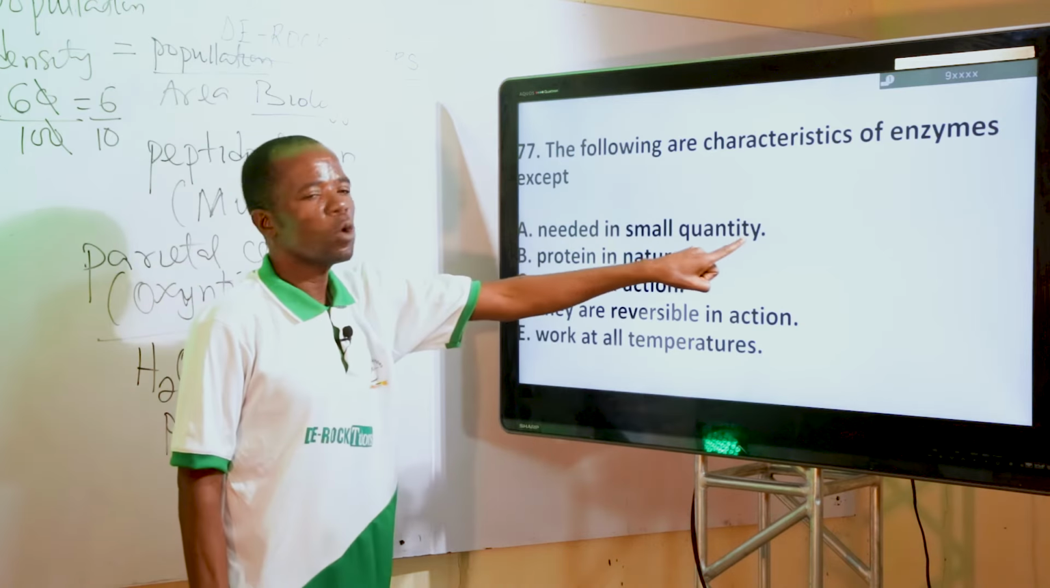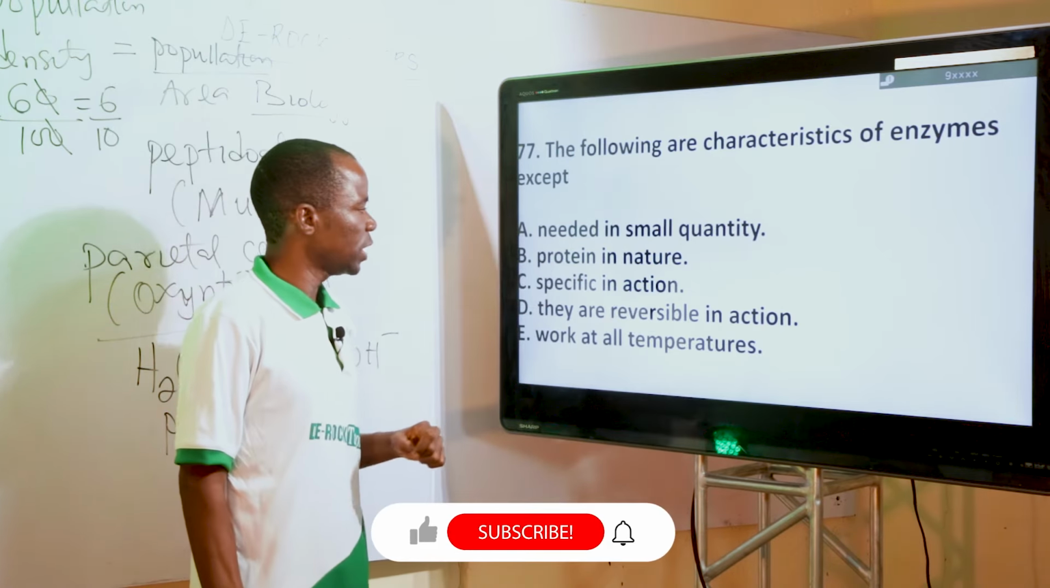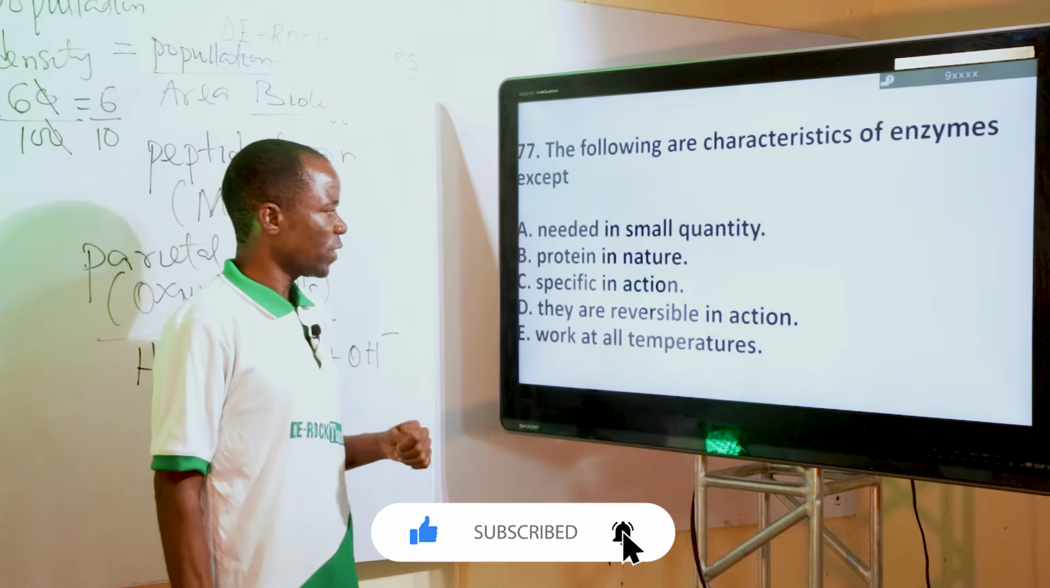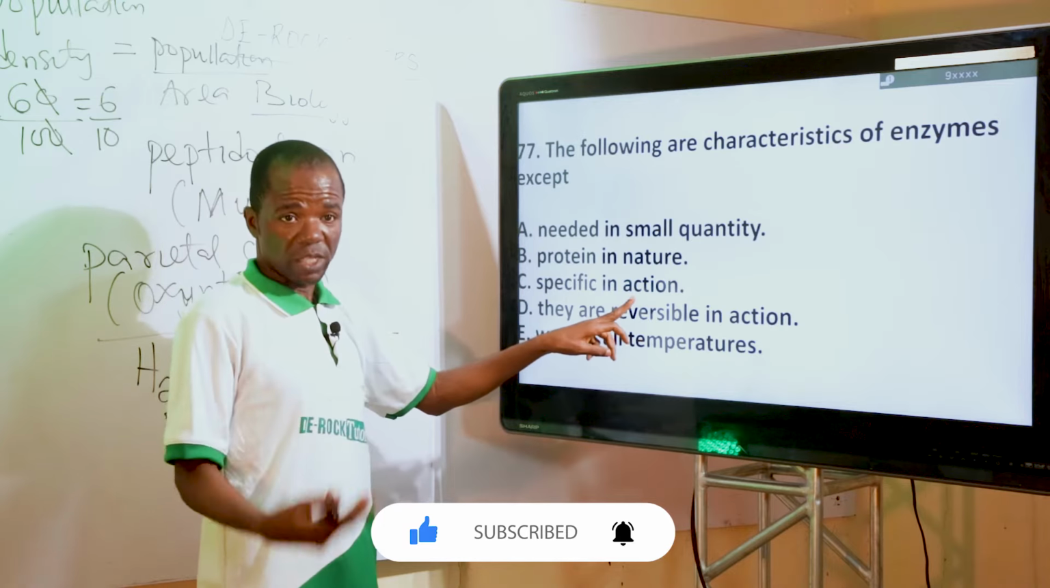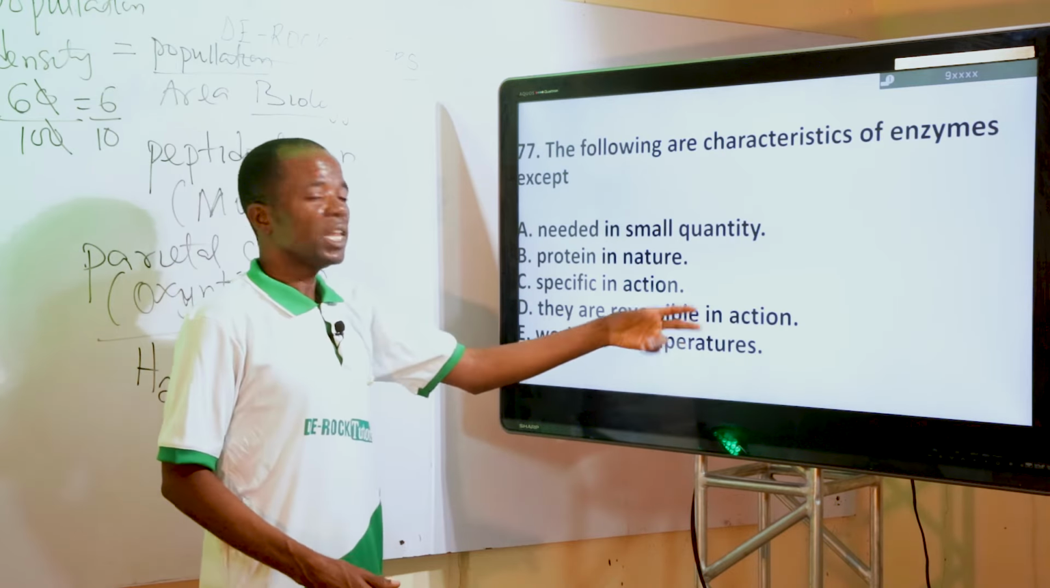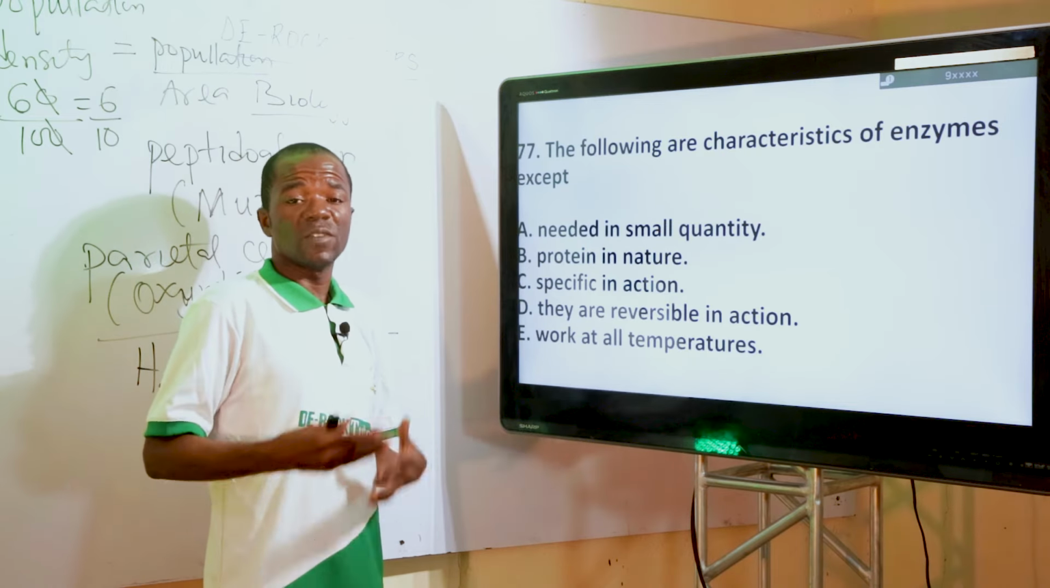Enzymes are needed in small quantities, so this is definitely a characteristic of enzyme. They are protein in nature. I just mentioned that. This is definitely a characteristic of an enzyme. They are specific in action. I've mentioned that also. This is also a characteristic of enzyme. They are reversible in action. That's right, because enzymes catalyze reversible reactions.